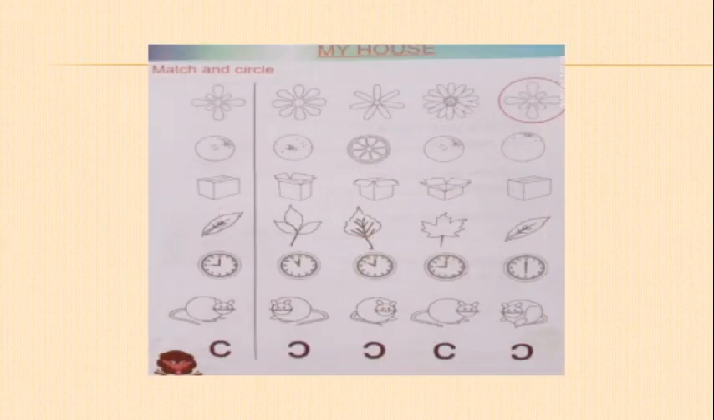On this page, there are some pictures given on both the left and right of a vertical line. Now, you have to match the picture on the left side of the line with the similar picture among the pictures given on the right side of the vertical line, encircle it and color the picture.